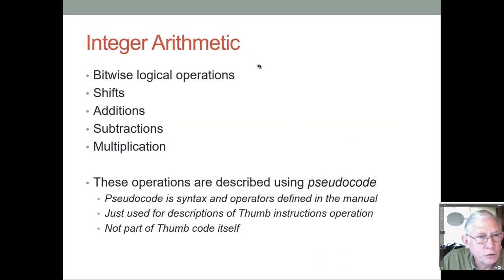So you can do some integer arithmetic. It has built-in bitwise logical operations. So you can bitwise AND, bitwise OR, exclusive OR, and bitwise complement. You can shift bits. You can do additions and subtractions and multiplications. There's no assembly language instruction for division, with the exception of shifting to the right, which is dividing by powers of two. But if you want to do a real division, then you have to write your own routine.